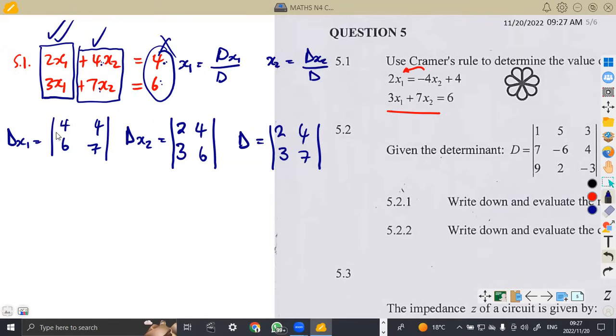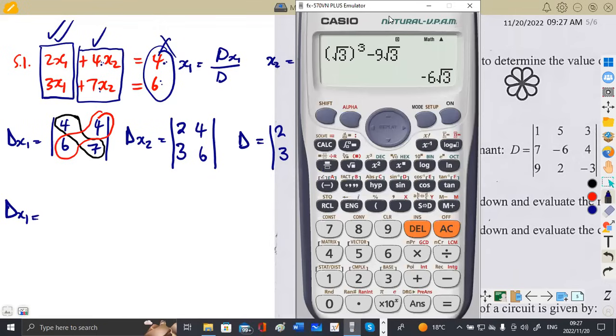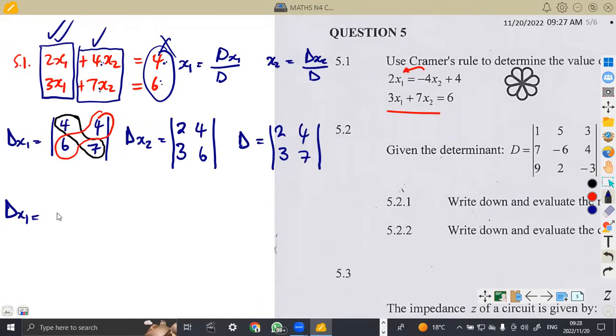So guys, remember your determinant, that's the product of the major diagonal minus the minor diagonal, which is 4 times 7 minus 4 times 6. So that is the determinant with respect to x1. Let me just write it here. Determinant with respect to x1. So just multiplication, we can just do it aside. 7 times 4 minus 4 times 6, which is a 4. So this is 4 here.